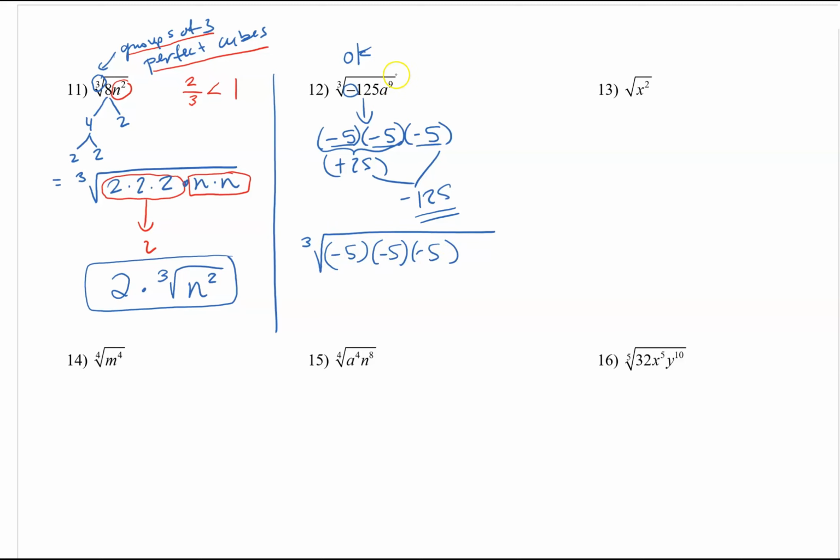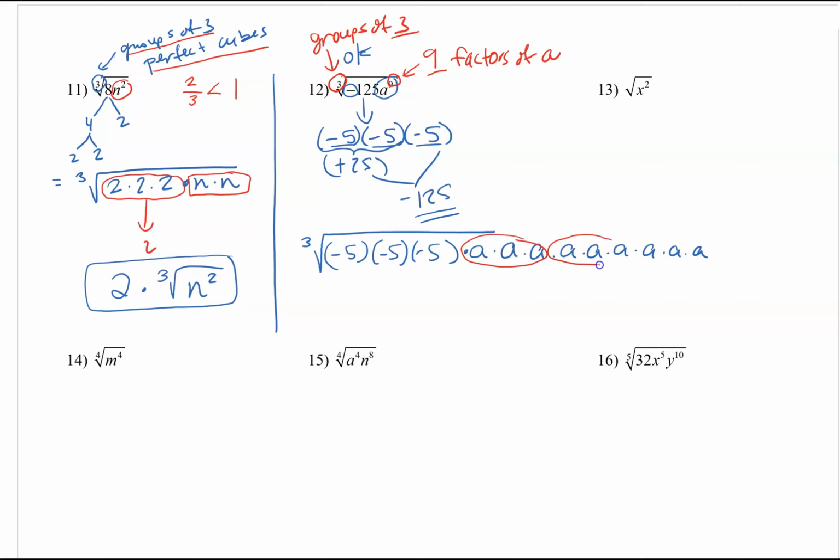Now I'm going to write this out the long way and then apply what we learned earlier as well. So there's 9 factors of a, right? 1, 2, 3, 4, 5, 6, 7, 8, 9. That is what the exponent means. This is telling me that there are 9 factors of a. This index is telling me that I want to break them into groups of 3. So you take 9 factors, break them into groups of 3. That's basically 9 divided by 3. 9 divided by 3 leaves me with 3 perfect cube roots of a.